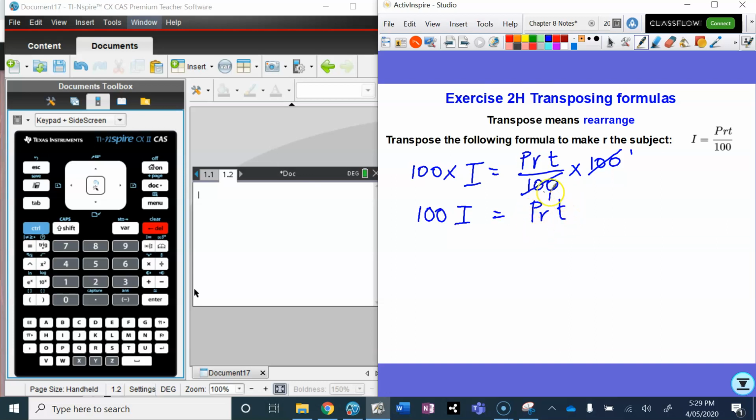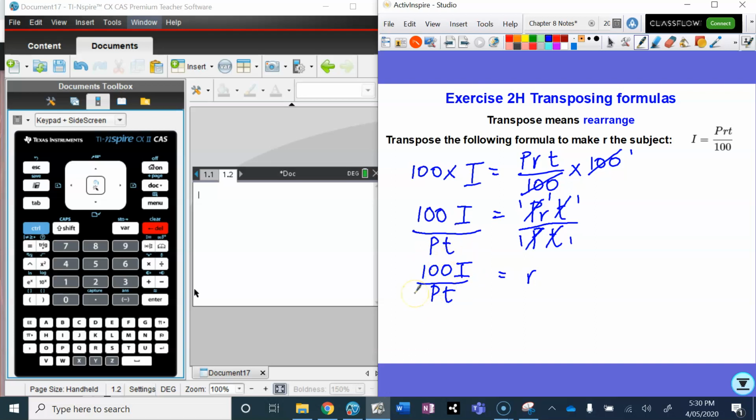So now still a bit more rearranging needed on the right-hand side. So P times R times T basically means that R has been multiplied by P and also multiplied by T. So to get rid of those two variables, I could divide by P times T. And if I then divided the left-hand side by P times T also, this T cancels with this T, this P cancels with this P, and I'm left purely with R on its own on the right-hand side. And 100I divided by P times T on the left-hand side can't cancel.